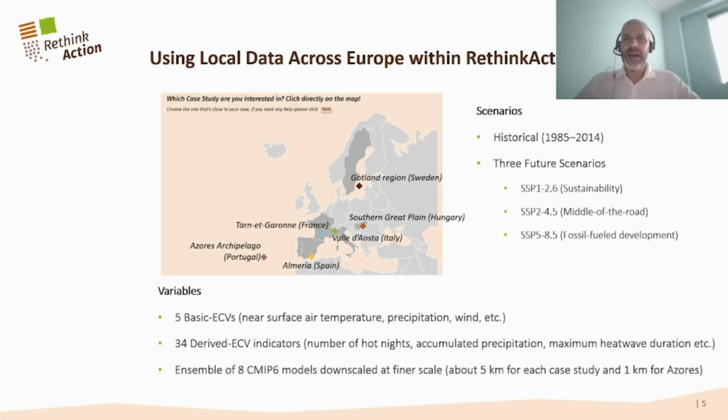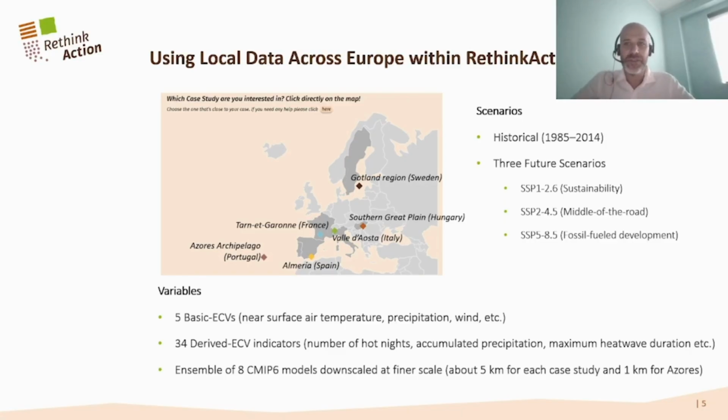Let's look now at how this data is being used in practice. Thanks to the downscaling work, we now have high resolution information for the 6 case studies across Europe for the RethinkAction project. And this information is not only for basic climate variables like precipitation, temperature, and wind speed, but also for more advanced climate indicators. These indicators serve as proxies for hazard, helping us understand when and where climate conditions might become more dangerous. For example, we can look at tropical nights to understand heat stress in cities.